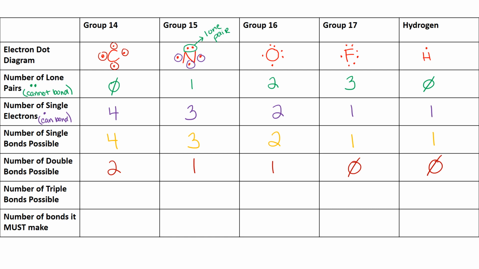Triple bonds, so I need 3 single electrons available for a triple. So carbon can make 1 triple bond, nitrogen can make a triple bond, oxygen cannot, fluorine cannot, hydrogen cannot. Now, however many single electrons an element has, that's how many bonds it must make in a picture, okay? So anything from group 14 has to make 4 bonds, anything from group 15, 3 bonds, anything from group 16 has to make 2, 17, 1, and hydrogen 1. So kind of this information is going to help us draw our Lewis structures, okay?